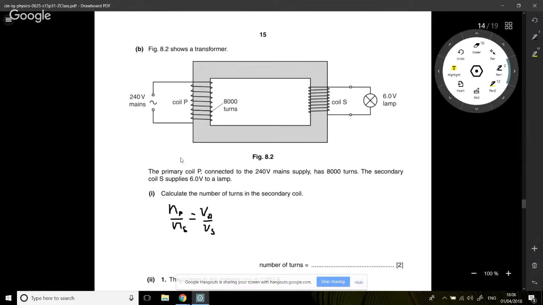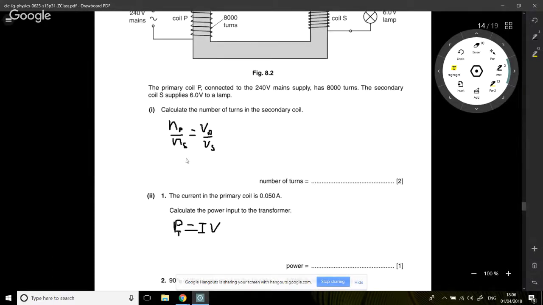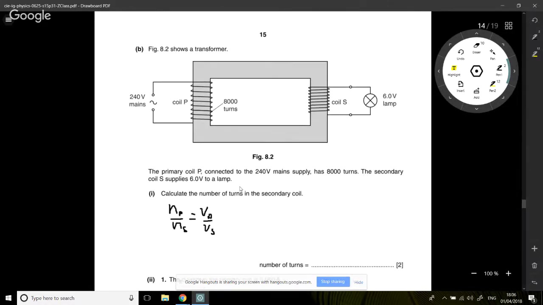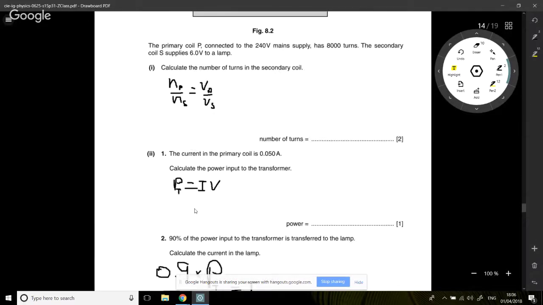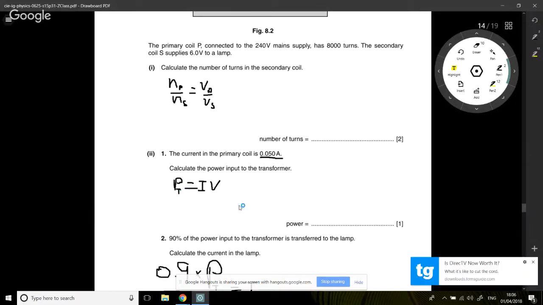Okay, this is a quick question about transformers. For the first one, you just have to plug in the equation for your transformers, your primary and secondary windings, primary and secondary voltages, chuck them in, and you can back out the number of turns. Then it asks you to calculate the power input into the transformer. So if we've got the current input, and we've got the voltage input, we can then figure out the power.